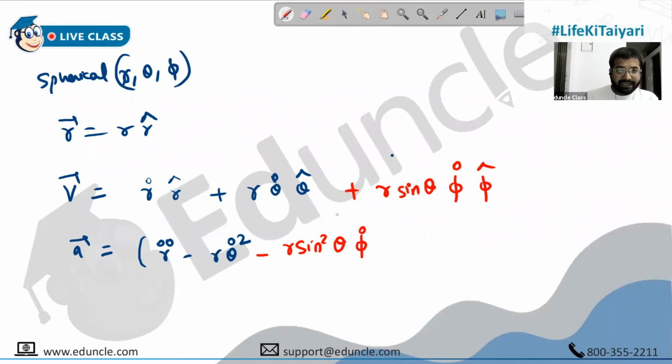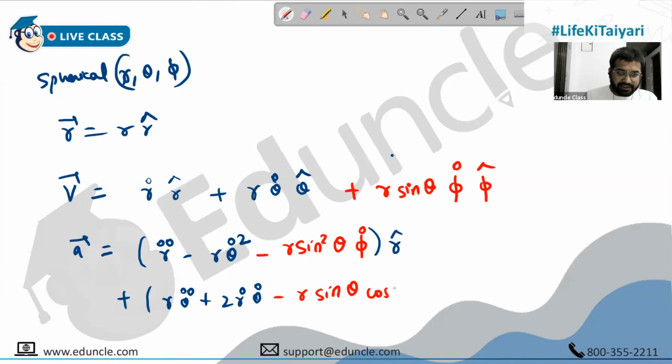Okay. And if you have by-hearted these things, it's a good time to check your by-hearting skills. R cap, that's the first term. The second term. Again, the first part shouldn't change, people. R theta double dot plus 2 r dot theta dot. We know this already. This should exist. But there will be an addition. The addition is minus r sine theta cos theta phi dot square into theta cap.